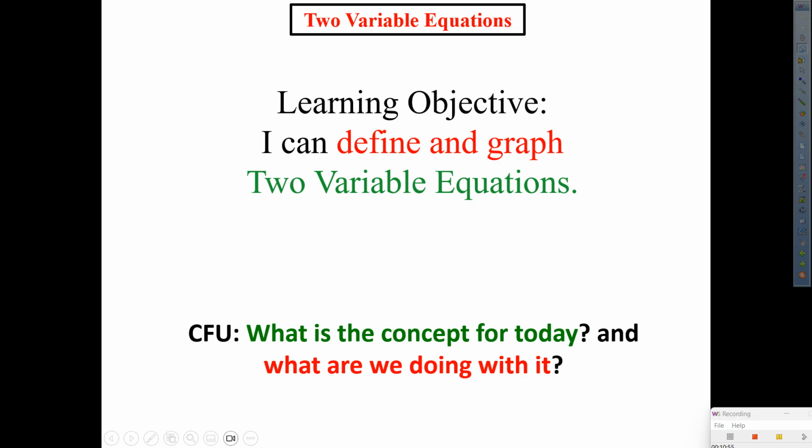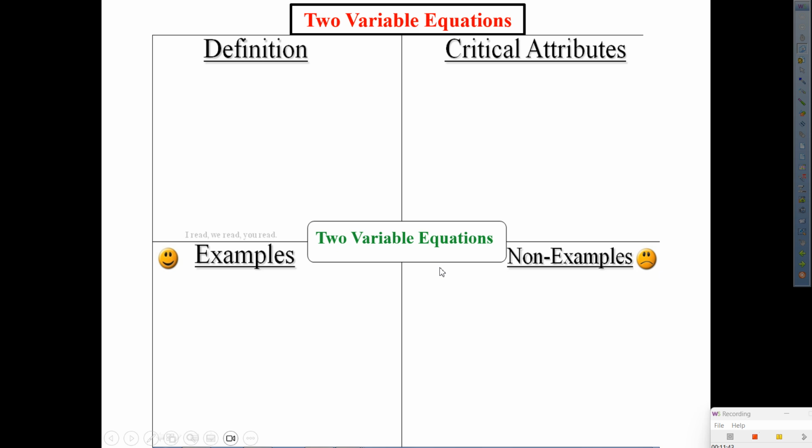So today, formally, I'm going to introduce the two variable equations because we're on our way to functions. I'm pretty sure some of you remember functions and two variable equations, but I just want us to be on the same page. Okay? So here we go. What is our new concept for today? Two variable equations. Let's write that in the center of our Frayer model.